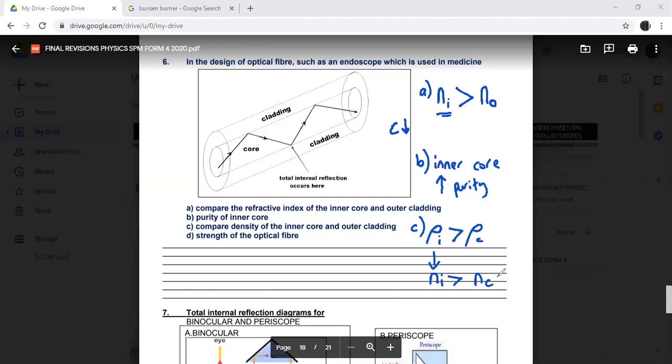Finally, strength of the optical fiber. Optical fibers must be strong so that when they are coiled, they won't break. When they are bent and used in a wire system, see, we fix the broadband in your house everywhere, right? They should not break easily.